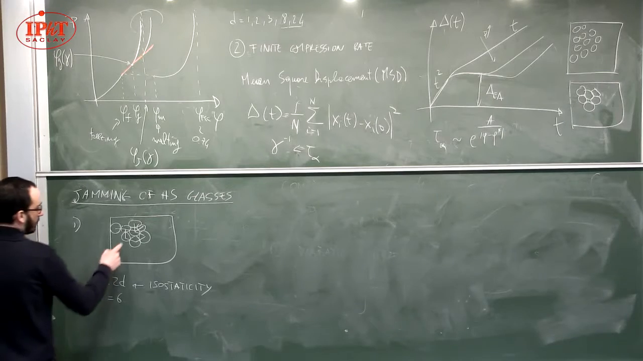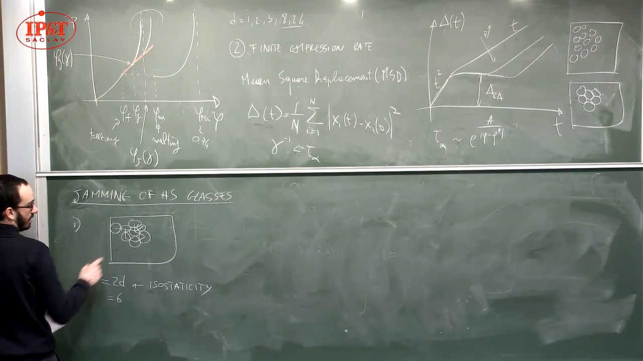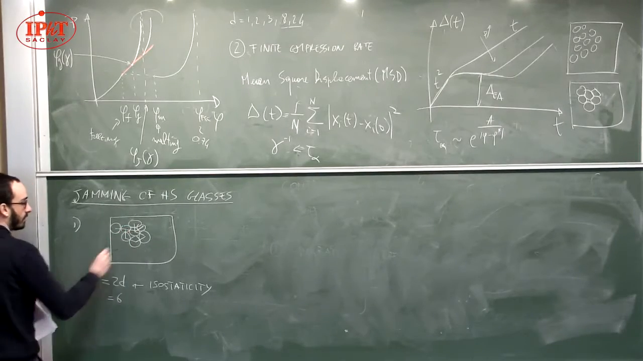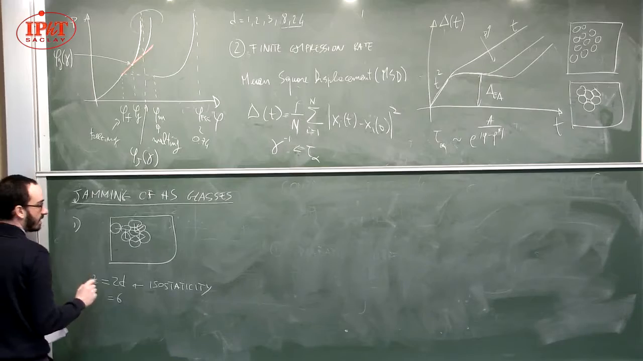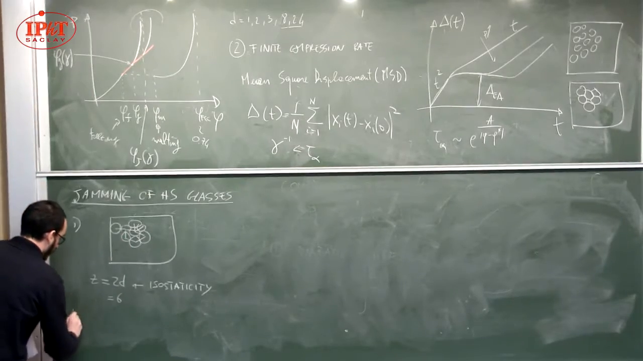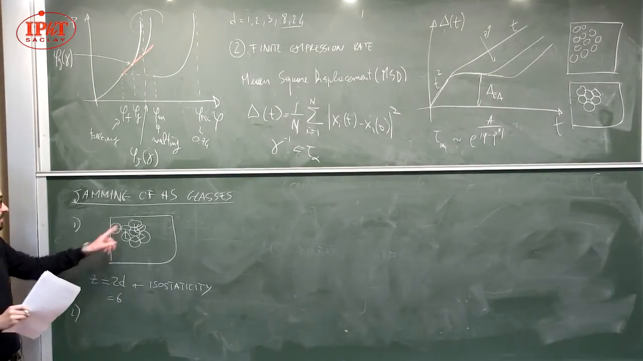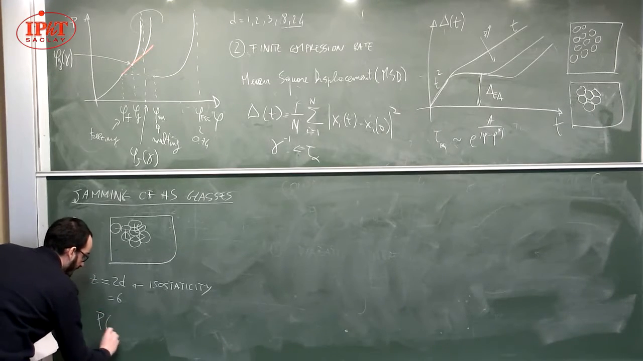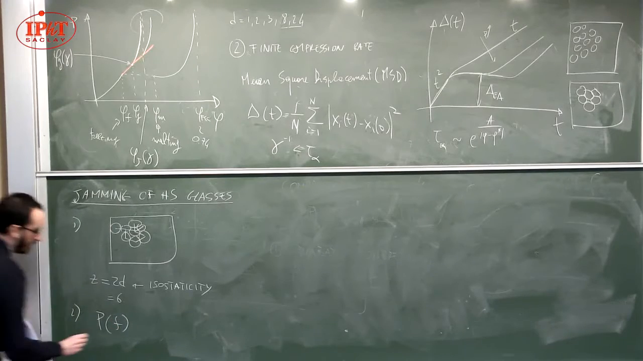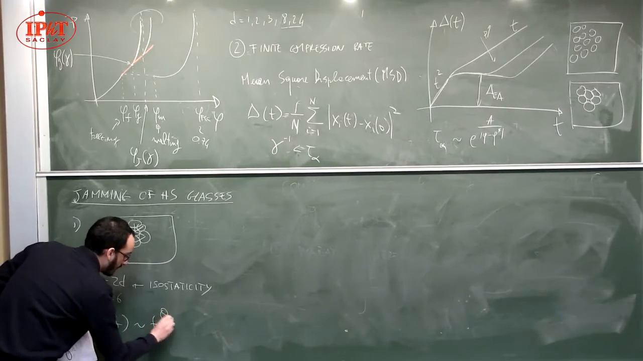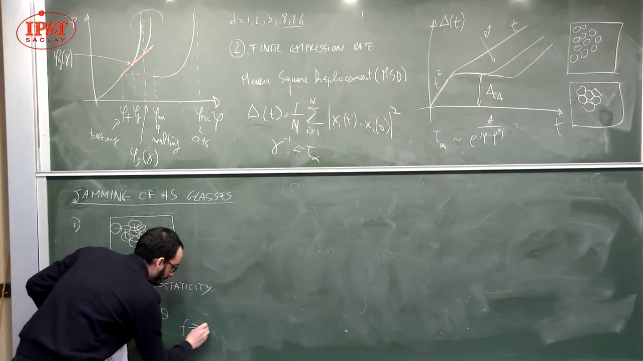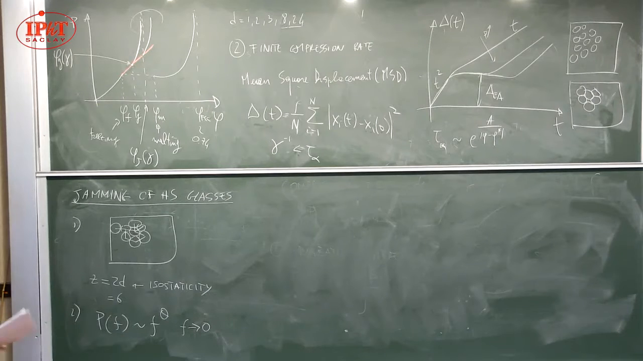The other thing that you can do is measure the forces that are exerted by spheres that are in contact. For each contact you have a force, and you can draw the histogram of the contact forces. And it turns out that if you look at the distribution of contact forces, for small forces this distribution has a power law behavior with a critical exponent theta.